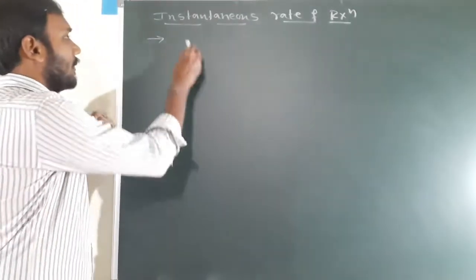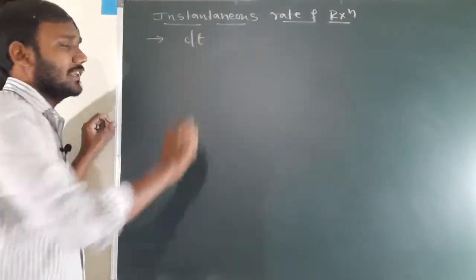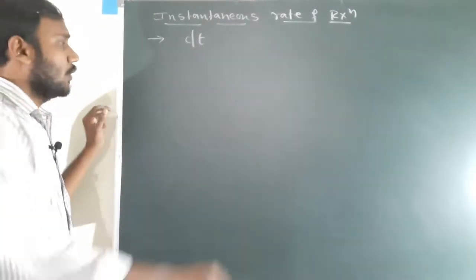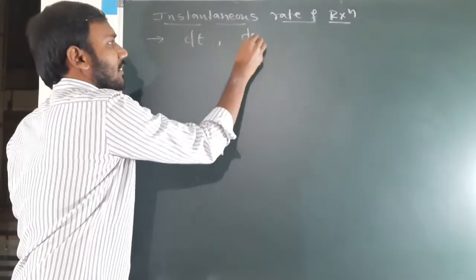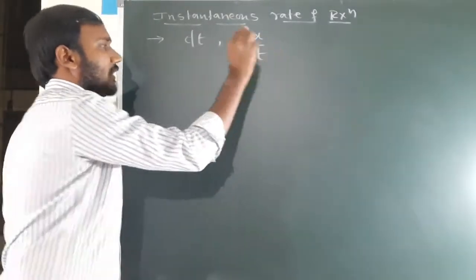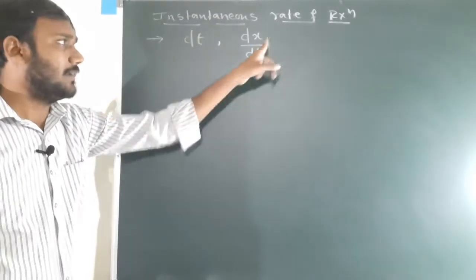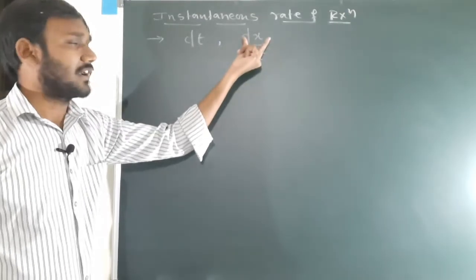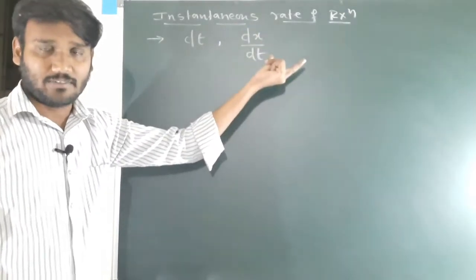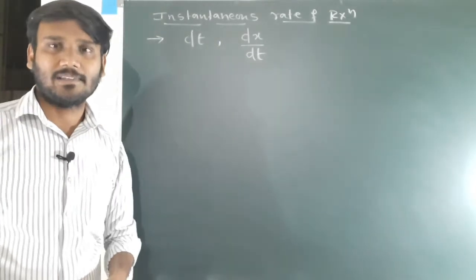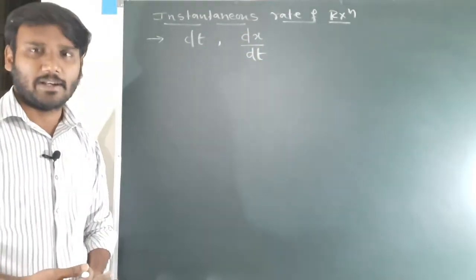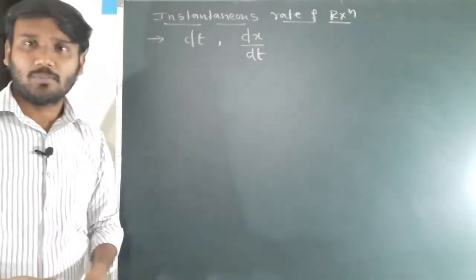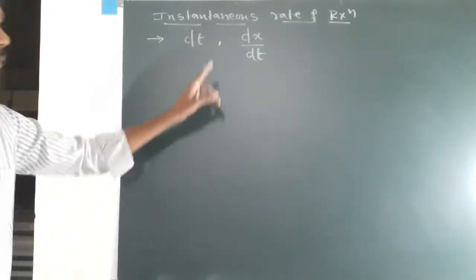A small interval of time we show with the symbol dt. dt is a very small change in time. At this time we show the rate of reaction as dx by dt. We can express the rate of reaction at the instant of time as dx by dt: a small change in the concentration of the reactant divided by the time taken. Here dt means the small interval of time, and dx by dt expresses the rate of reaction at that small interval of time.